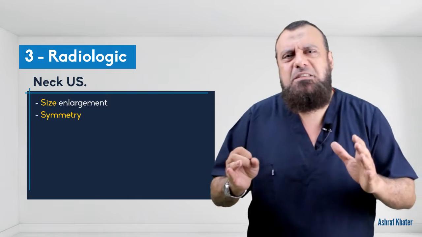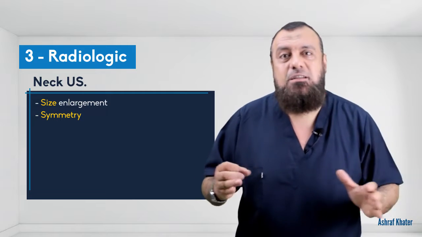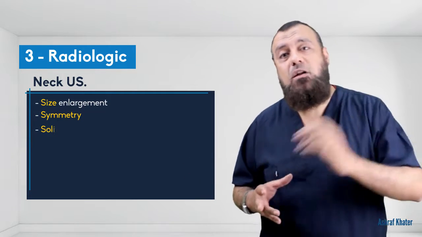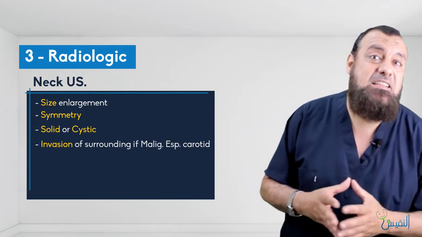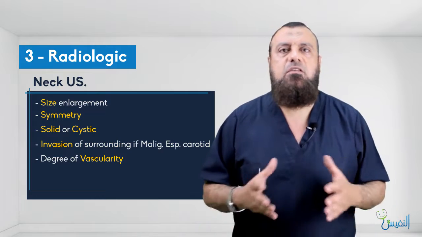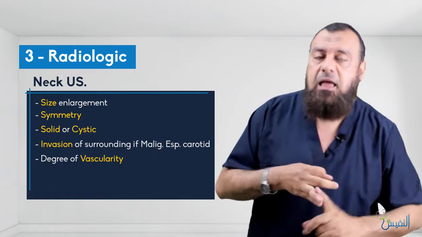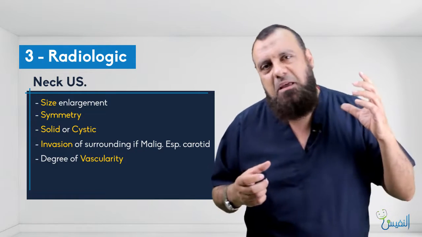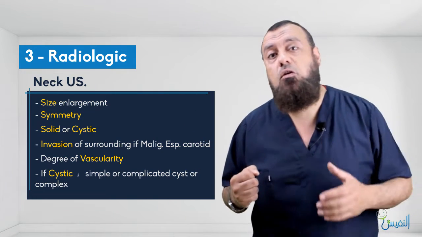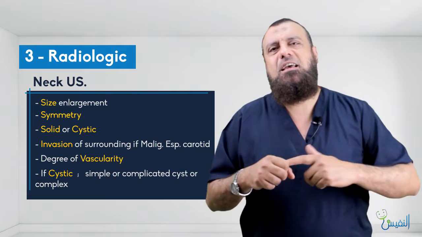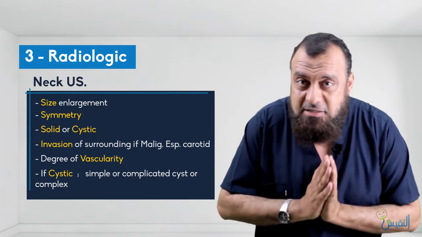Is it symmetric enlargement or nodular enlargement? Is it solid or cystic? What about the invasion of the adjacent structures in cases of malignancy? What about the vascularity? The vascular lesions may be inflammatory, may be neoplastic, and may be toxic lesions. Or it may be a cyst with increased vascularity, which is a suspicious cyst, for example. About assessment of the lymph nodes, about taking biopsy under ultrasound guidance, there are multiple benefits of the thyroid ultrasound.